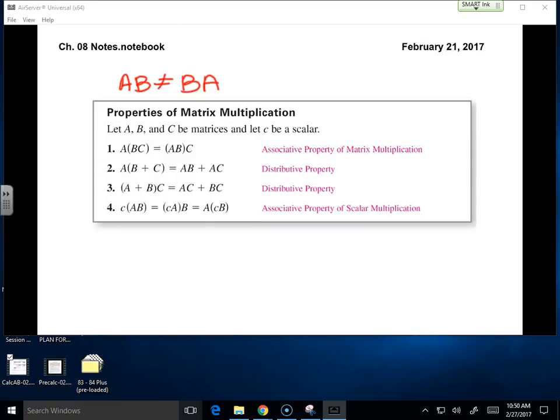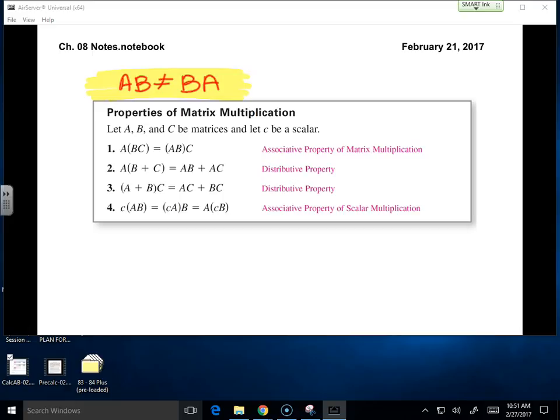So the biggest thing we need to get used to is that A times B is not necessarily B times A. Multiplication for matrices is not commutative. Addition is, multiplication's not. But a few things that make sense are still true. Even though the top one is not true, the bottom 4 are true.